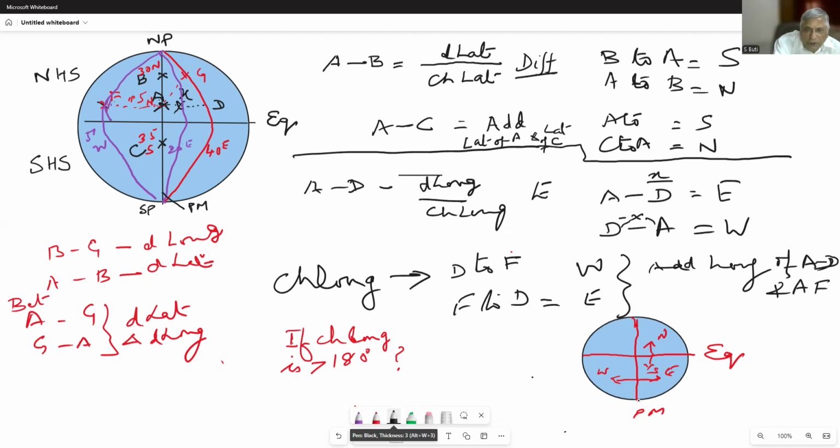So that's the general shape of the Earth. I hope you have this diagram with you, or draw this diagram, and then start doing these numericals, which we are going to do today.